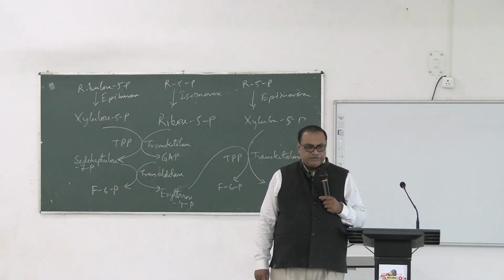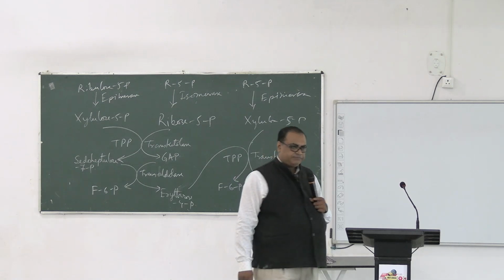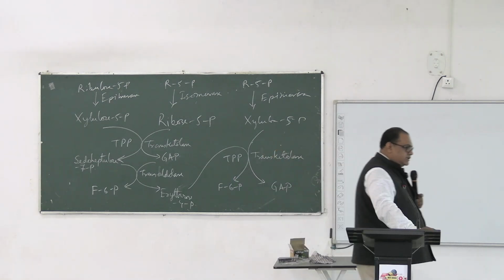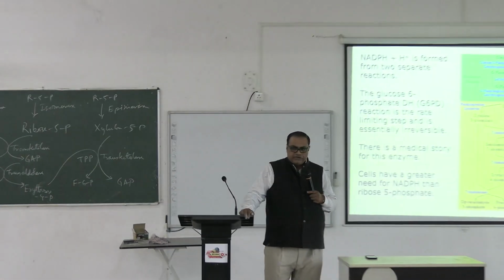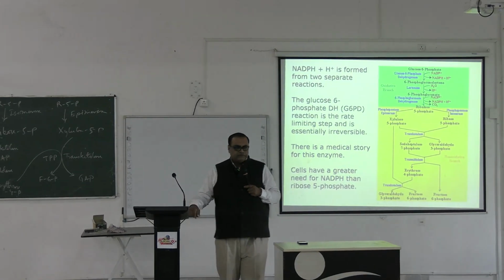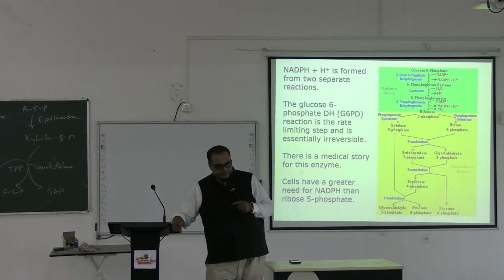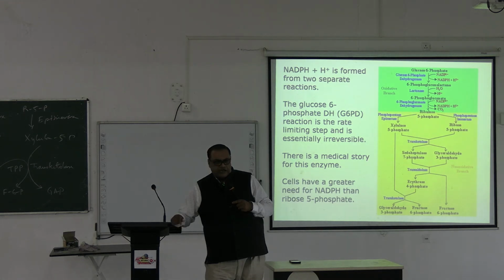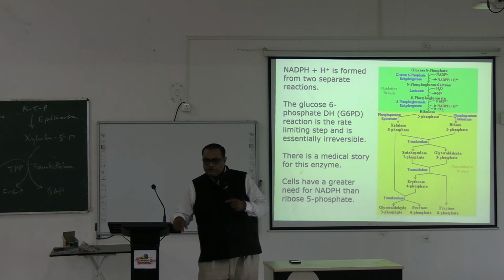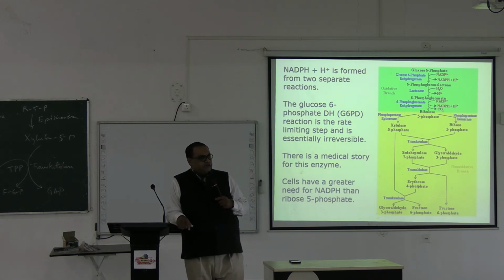Fine. Let us start with 3 molecules of glucose 6-phosphate. The first 3 steps of this pathway are the oxidative phase, the rest 4 steps are the rearrangement phase. The first and the third step produce NADPH. These 2 reactions are catalyzed by dehydrogenase reactions. The first enzyme is glucose 6-phosphate dehydrogenase, G6PDH. The third enzyme is 6-phosphogluconate dehydrogenase.